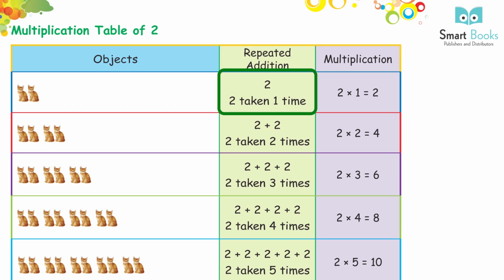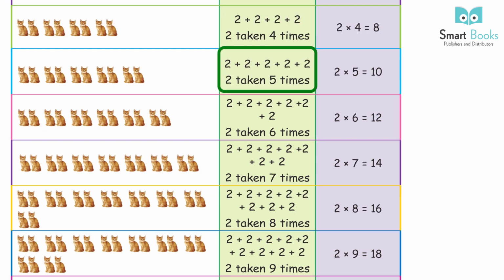2 taken 1 time. 2 into 1 is equal to 2. 2 taken 2 times. 2 into 2 is equal to 4. 2 taken 3 times. 2 into 3 is equal to 6. 2 taken 4 times. 2 into 4 is equal to 8. 2 taken 5 times. 2 into 5 is equal to 10.